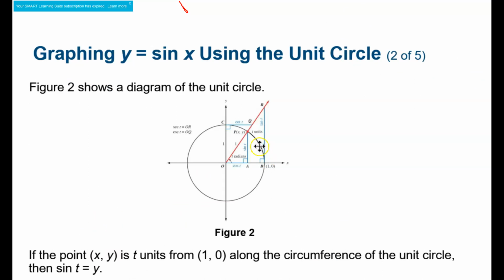So as we move the point x, y along the circumference, and t is increasing from 0 to pi over 2, meaning that point P with the coordinates x, y travels from 1, 0 to 0, 1, then y equals sine t increases from 0 to 1. Remember, this is your y coordinate. And as we go to the second quarter, y starts decreasing.